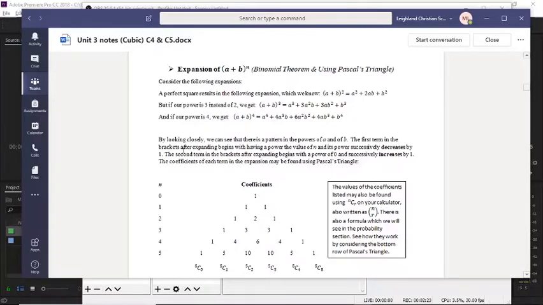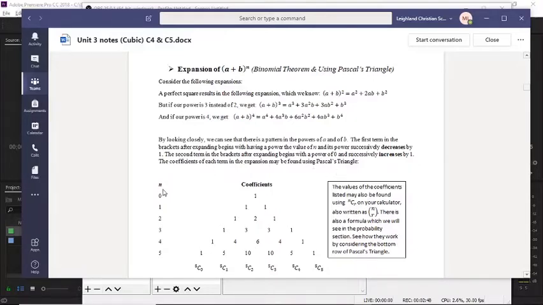The second term in the brackets, our b, once we expand, begins with a power of 0, then it successively increases by 1. So it becomes b to the power of 1, then b to the power of 2, b to the power of 3, and b to the power of 4. The coefficients of each term in the expansion can be found using Pascal's triangle.